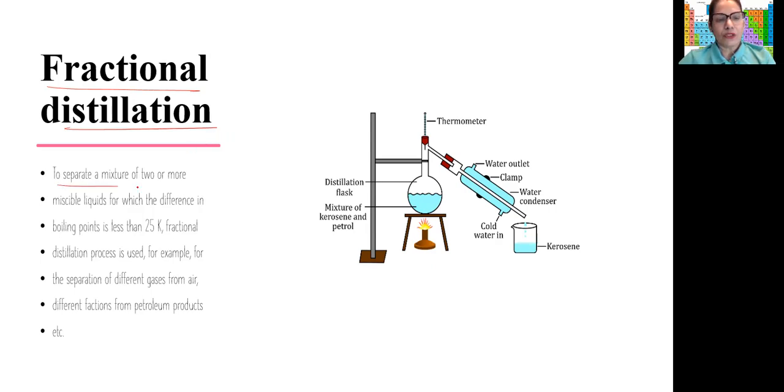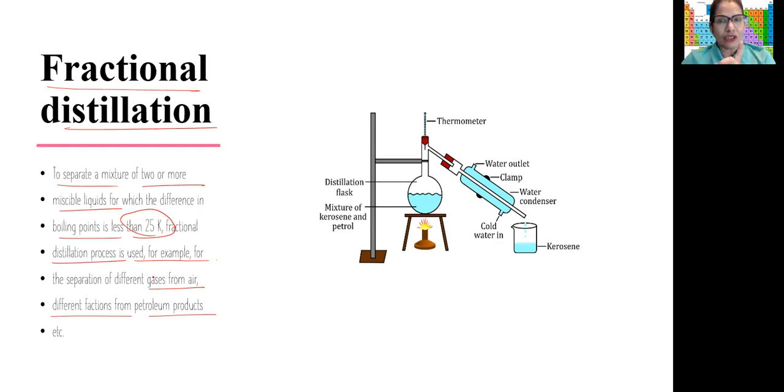So here, to separate a mixture of two or more miscible liquids, not only two or more, there can be many more, where the difference in boiling points is less than 25 K, the fractional distillation process is used. For example, separation of gases in the air, different fractions of petroleum products. This you must have done probably in grade 8. Yes, fractional distillation: how the petroleum products, the various products, kerosene, then you have wax, petroleum jelly, all that is separated out. The diesel, petrol, because all have a difference of boiling points, but which are less than 25 K. The difference is very less.